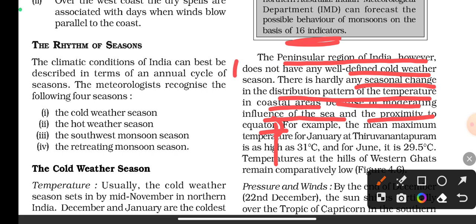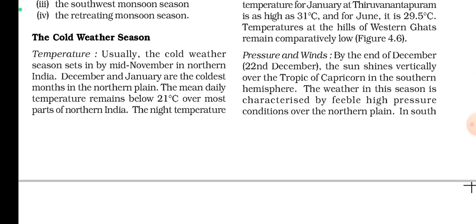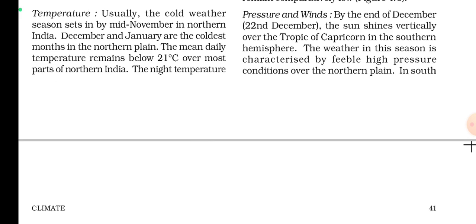So this is the reason southern India does not have any well-defined cold weather season. The temperature variation is not that much. For example, the mean maximum temperature for January at Trivandrum is as high as 31 degrees Celsius. So it is not a winter, right? And for June it is 29.5 degrees Celsius, so you can say in June it is lesser. Temperatures at the hills of the Western Ghats remain comparatively low. So southern India does not have any winter season; they don't need woolen jackets or sweaters.